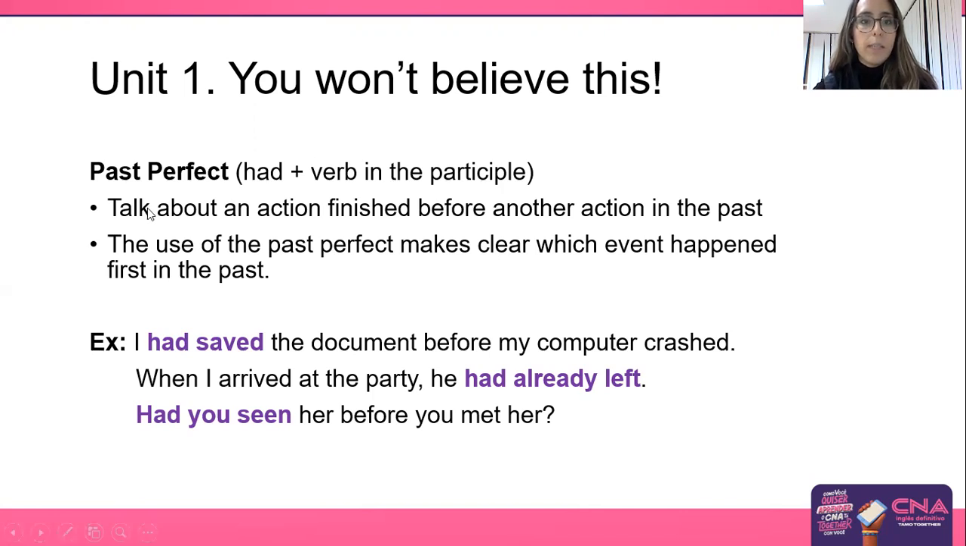So you remember past perfect, we have to use had plus a verb in the participle, yes? And this verb tense we use when we talk about an action finished before another action in the past, yes? So you can say that it's the past of the past, yes? And when we use past perfect, it makes clear, yes, which action, which event happened first in the past, okay?